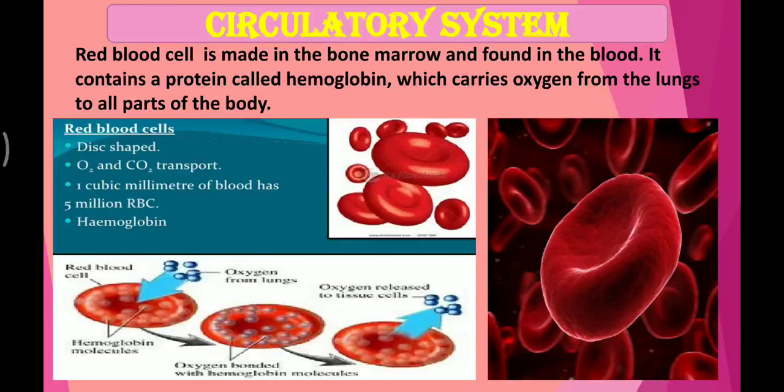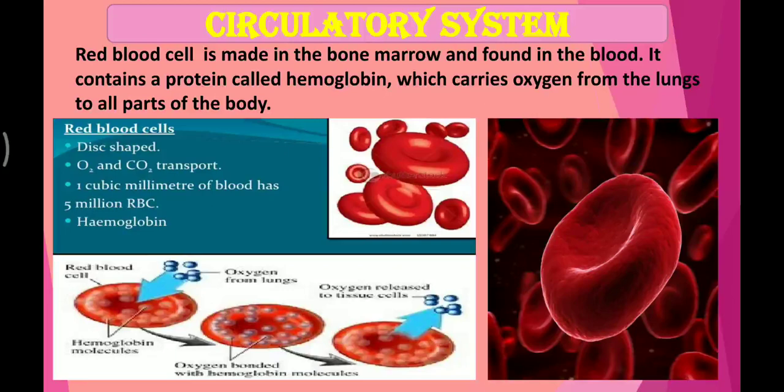It contains a protein called hemoglobin which carries oxygen from the lungs to all parts of the body. The main work of red blood cells is that they give red color to the blood and hold oxygen inside. Plasma does not carry oxygen, only red blood cells carry oxygen. Red blood cells are disc shaped. They transport oxygen and sometimes carbon dioxide.